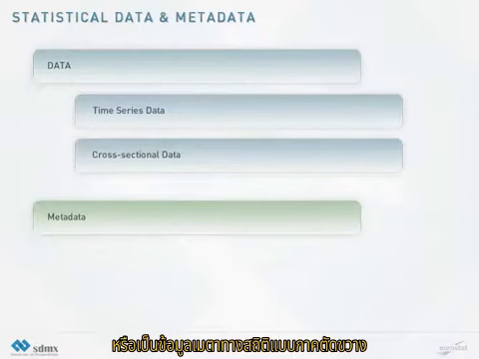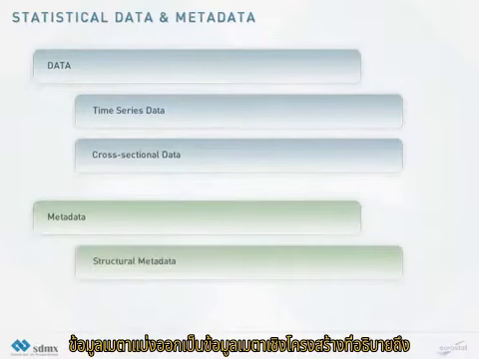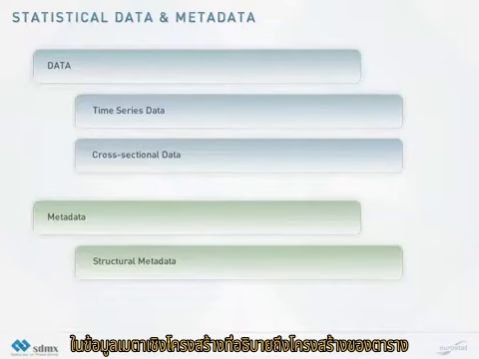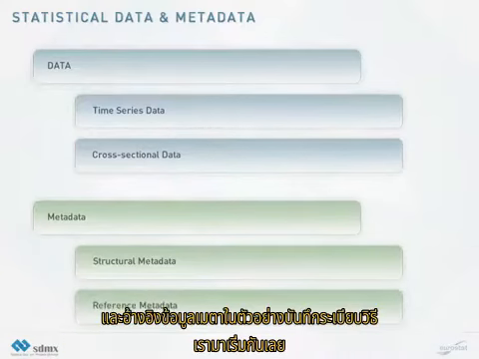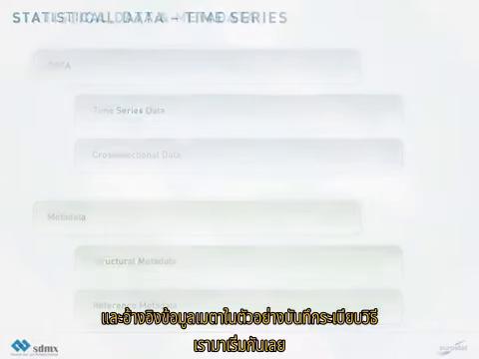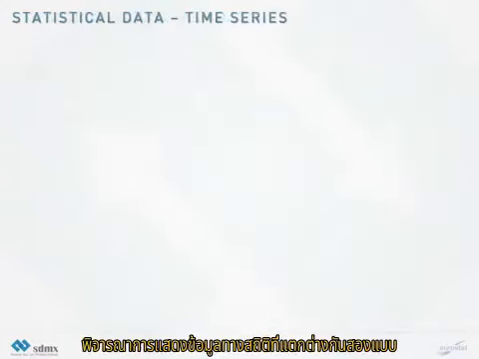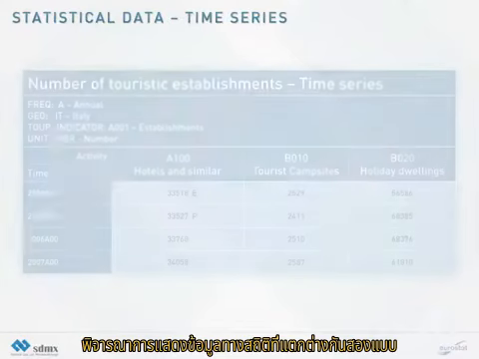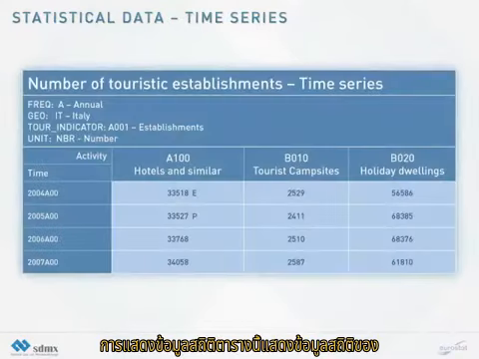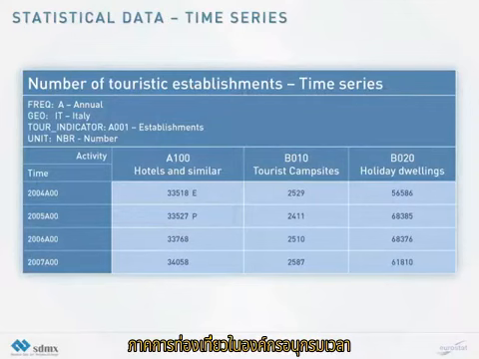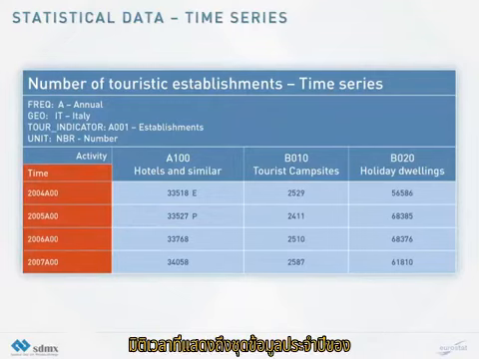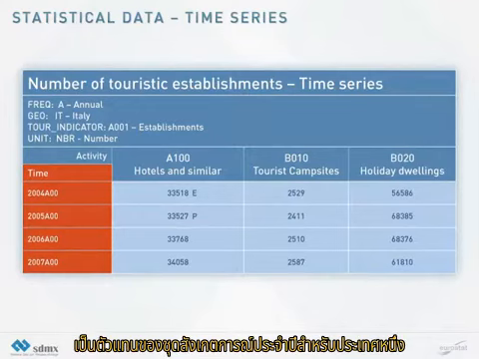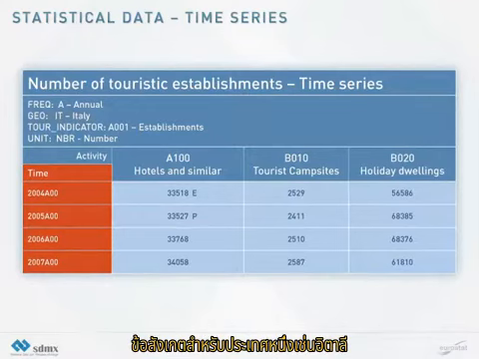Statistical metadata are divided into structural metadata describing the structure of the table and reference metadata, in our example, the methodological notes. Let's first consider the two different representations of the statistical data. This table shows statistical data of the tourism sector in a time series organization. The series in the first column contains the time dimension representing the annual series of observations for one country, for example, Italy.